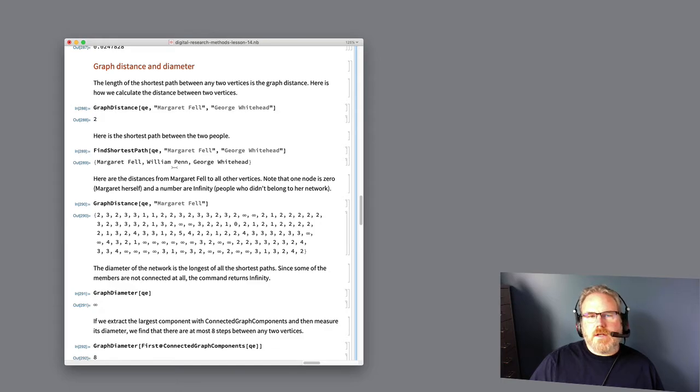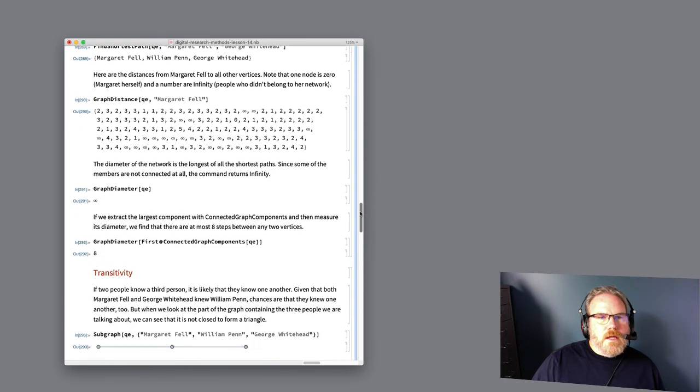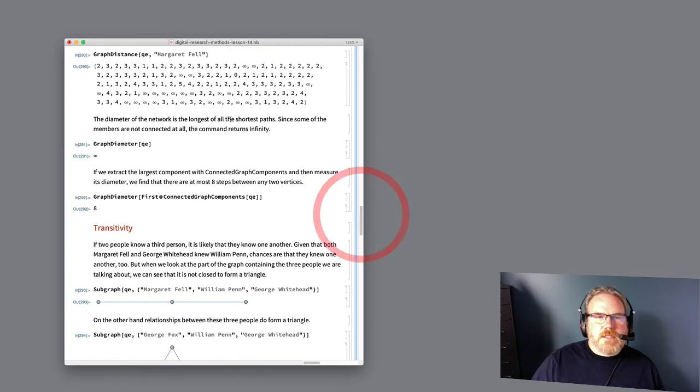In this case, it turns out to be William Penn. So in the idea, if you think of a network as degrees of separation, William Penn is the degree of separation between Margaret Fell and George Whitehead. We can ask for the graph distance for all of the connections for Margaret Fell, and now this is simply the list of people, distance 2, distance 3, and so on. You'll notice that there are some infinities.